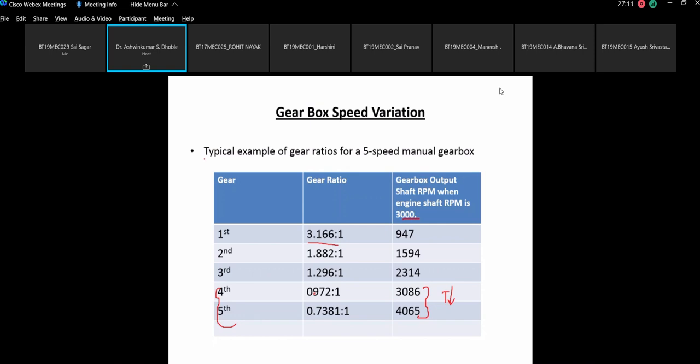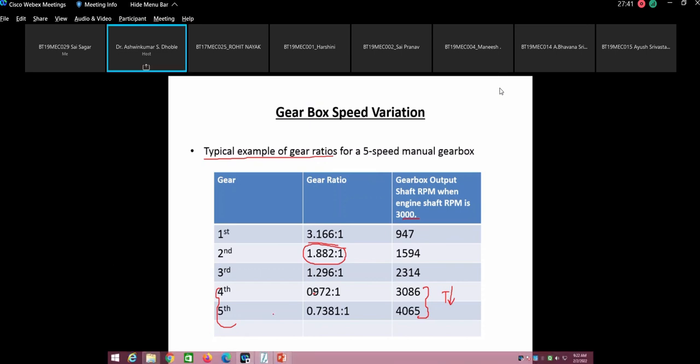Please understand that this is a typical example of gear ratio. I am saying typical, it is not hard and fast that these have to be followed. One more thing, usually the second gear ratio is the geometric mean of the first and third gear. Here one gear is missing. Can you tell which gear is missing? Just by looking at this chart, can you guess any gear which is missing from this list?